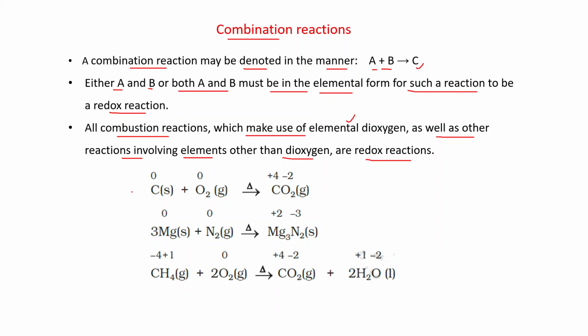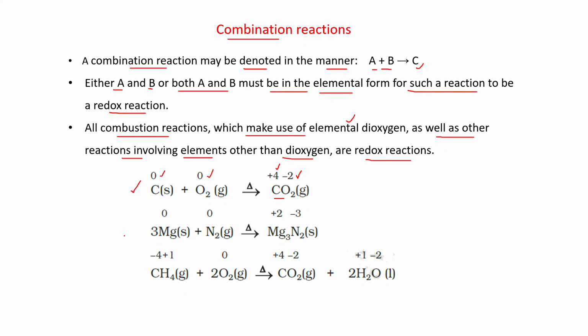For example, C plus O2 gives CO2. The oxidation number of carbon is 0, and on the product side, the oxidation number of carbon in CO2 is plus 4, that is, carbon is oxidized. Now if you see, the oxidation number of oxygen in O2 is 0, and the oxidation number of oxygen in CO2 is minus 2. Decrease in oxidation number, that is reduction. Okay, so we can say this combination reaction is a redox reaction.